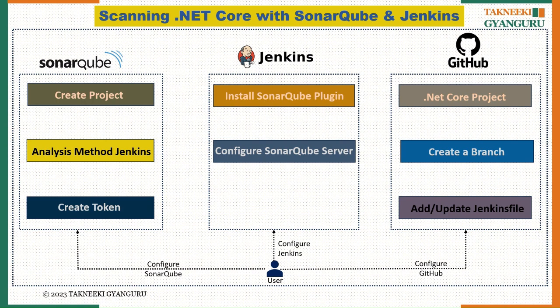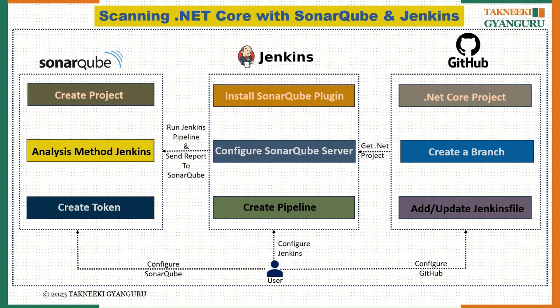Now GitHub is ready, SonarQube is ready, and in Jenkins we have already installed and configured SonarQube. Now we will finally create a pipeline, and then we will run this pipeline. So how will we run it? Whenever we run this pipeline, it will get the project from GitHub, and then it will run the pipeline and send the report to SonarQube. That will be done. This is how we will configure it.